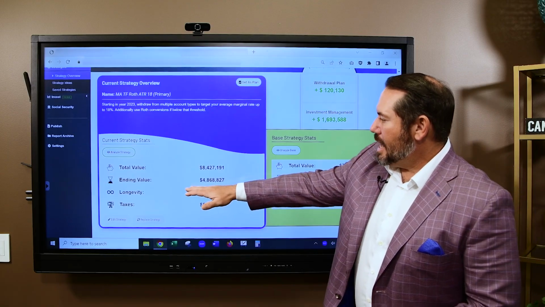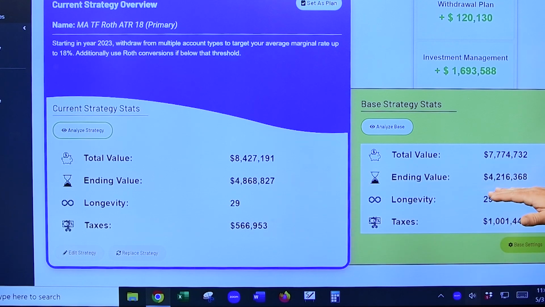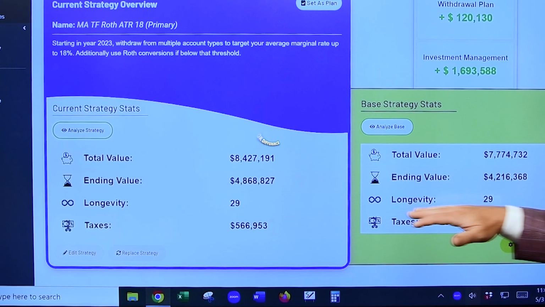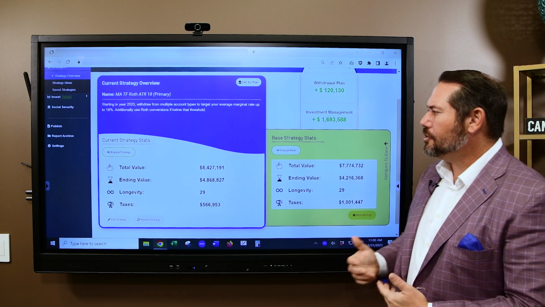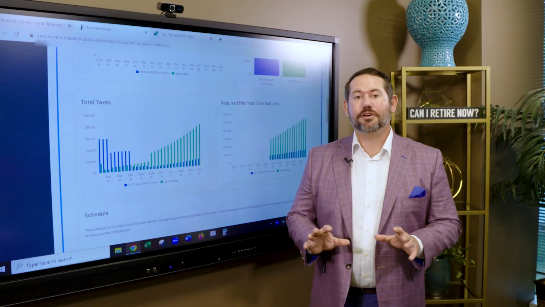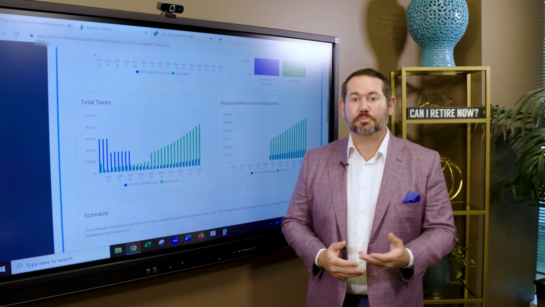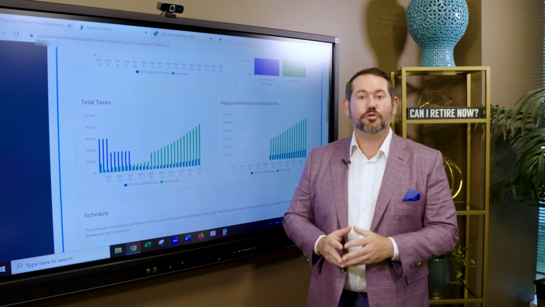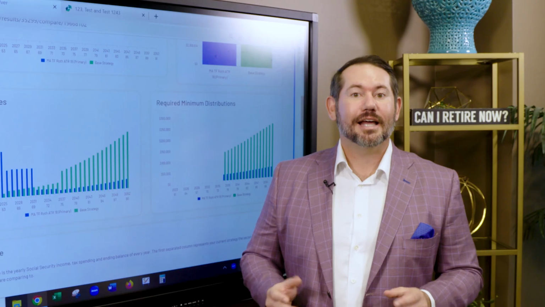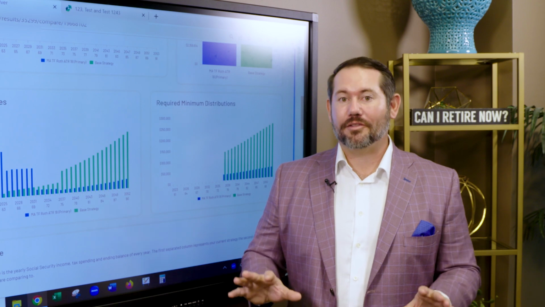We see an estimated ending value here of 4.8 versus 4.2. So about $600,000, let's call it, maybe $650,000 in additional ending value. Now we know that there is a potential tax savings here that's pretty significant. We also know that it's projected if we follow that path that you should have higher ending balances later in life. Now, does that mean that we should absolutely go down that path?